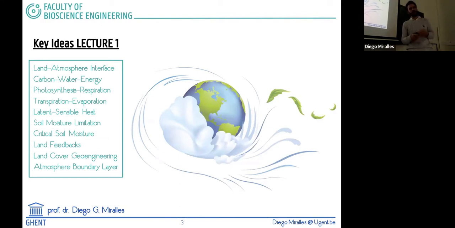We also talked about land cover geoengineering. We said, well, if vegetation affects climate, it affects temperature, it affects precipitation, then of course land cover changes affect climate, right? So you can plant a forest and you change climate. If you do it with the intention of changing climate, not to get wood or recreational properties from the forest, that is called geoengineering or climate engineering. So you're engineering your climate. Okay, we'll see that also later.